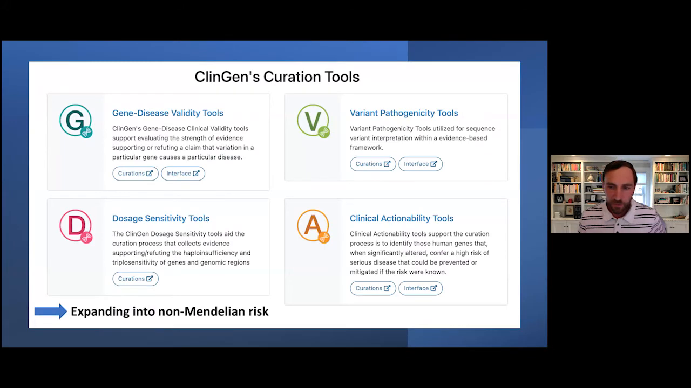I think you all are aware of some of the curation tools. A lot of this, as I mentioned earlier, has been focused on the Mendelian side of things. The goal of these two working groups is to start pushing that boundary more into the non-Mendelian stuff. We'll explain more about what we mean by risk alleles in the next couple of slides, but really it's things that don't fit your typical pattern for Mendelian disease. We're hoping to take a lot of the tools that have been developed in ClinGen already and think about how to apply them to these more non-Mendelian risk things.